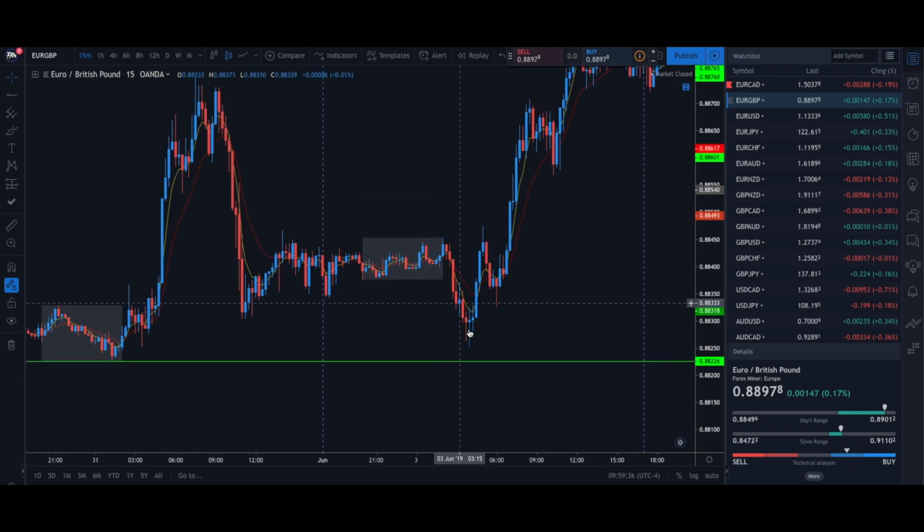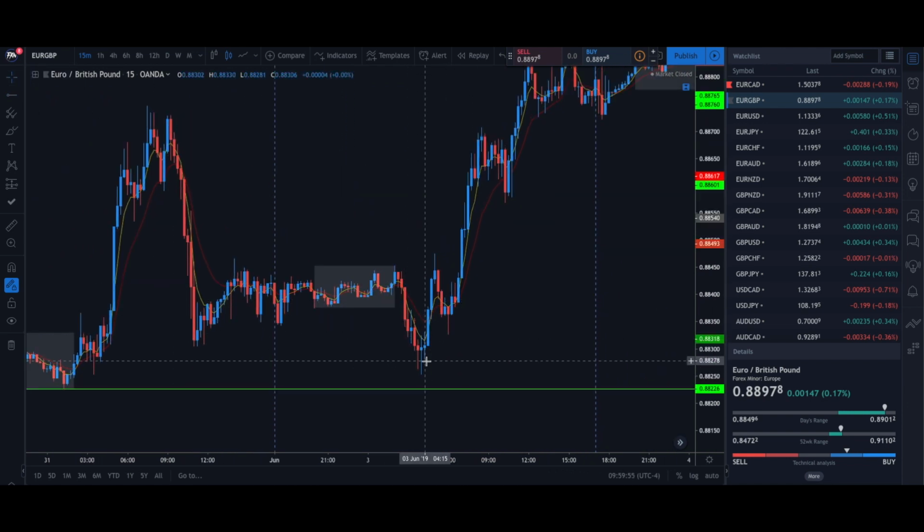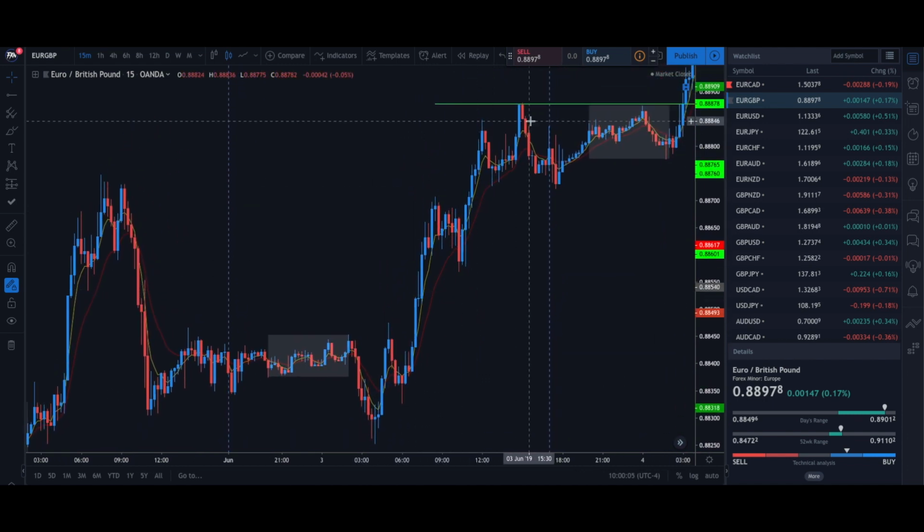Convincing you to go short. So convincing you to go short, look at the wicks. Right at 3:30, 3:45, 4 o'clock. As soon as they have enough orders, boom, they're going all the way up.